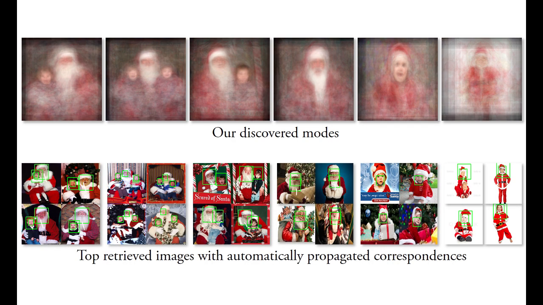Now, here are the average images created using our system, AverageExplorer, on the same image collection. Below each mode, we display the top few images used to create the average and the feature correspondences between them. Notice how we're able to discover and align a diverse set of modes in the data.